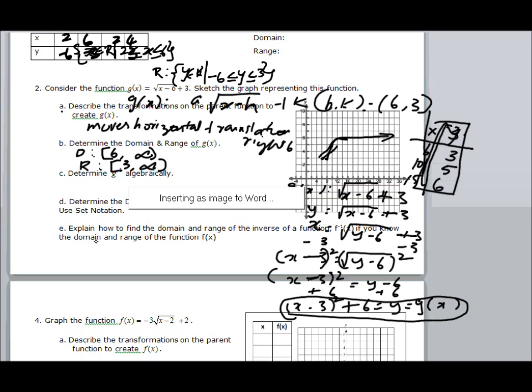But here it says explain how to find the domain and range of the inverse of a function, f inverse of x, if you know the domain and range of the function f of x. So remember the earlier problem, we switched x and y values. So what happens when we switch x and y values? Aren't we just switching the domain and range? So the domain of f of x becomes the range of f inverse of x, and vice versa. So you need to write that in words here when you're asked the same question on the test.